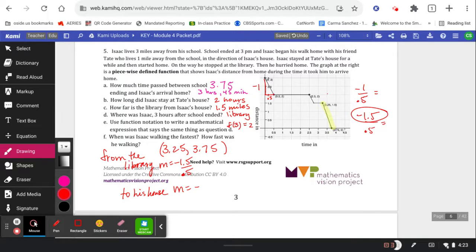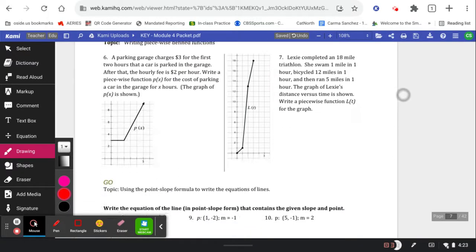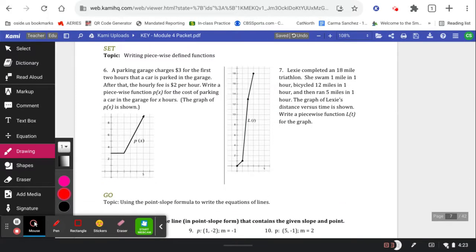Anyways, that's it. That's a context-based piecewise function. How'd that go for you? All right, next one, we've got 2 pieces. Piece number 1, little flat line, and piece number 2.